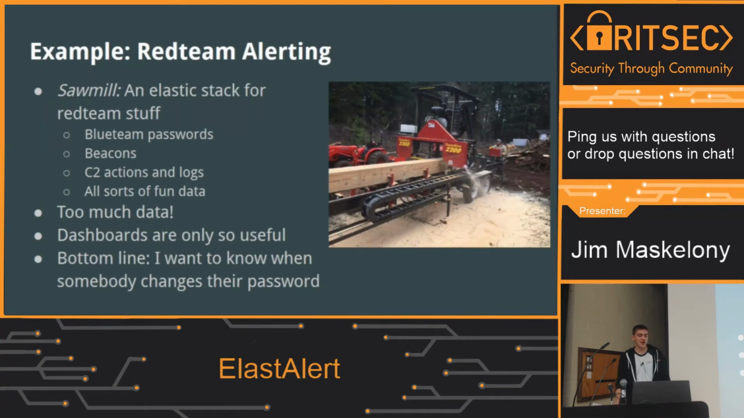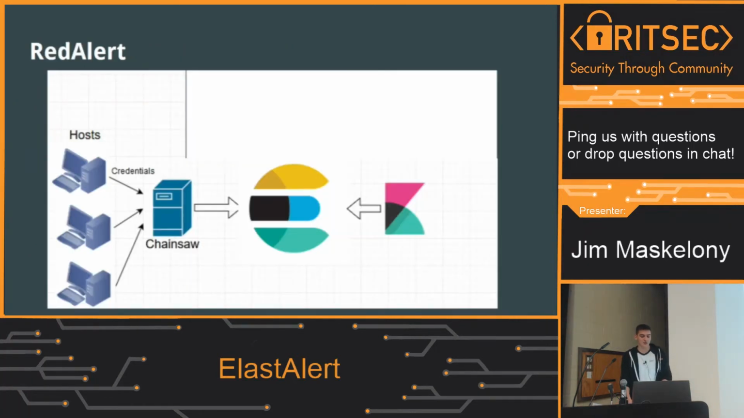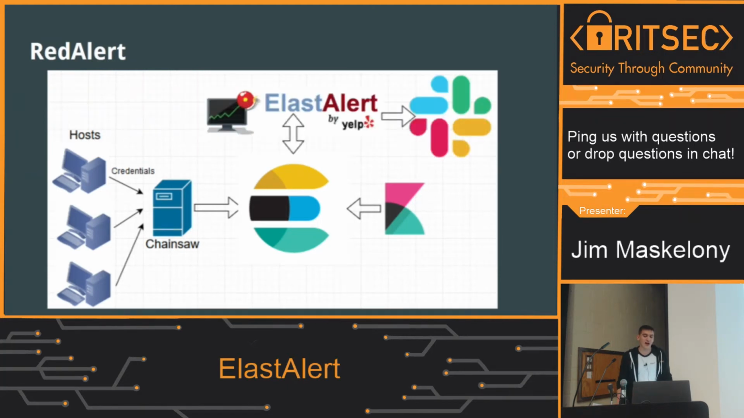So let's just say the use case of, I want to know when someone changes their password. We're always having passwords flooded into Elastic. So if we can look at those and be updated when they change, that's going to be really useful to us. Rather than just looking at Elastic the whole time, now we can have that send notifications to Slack.